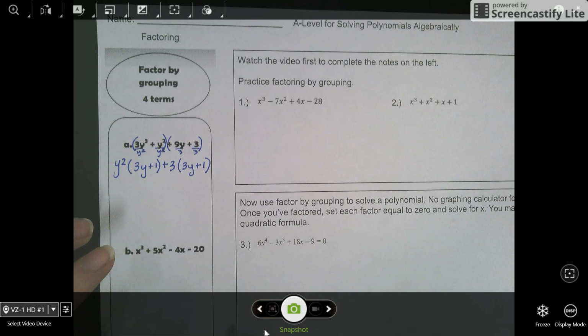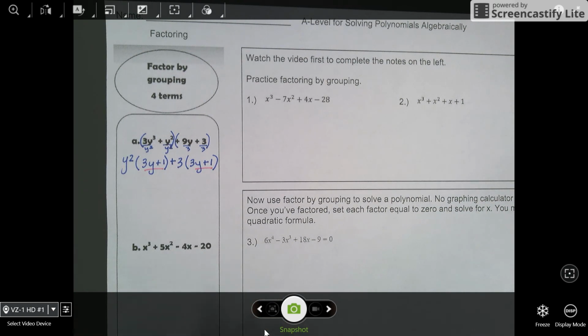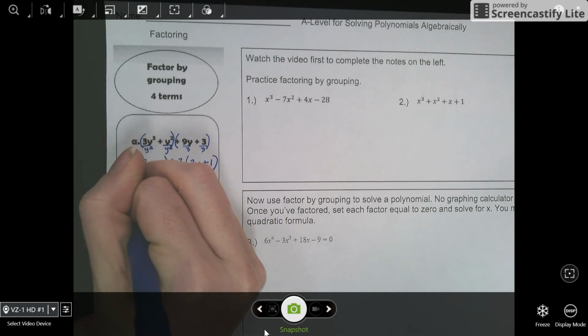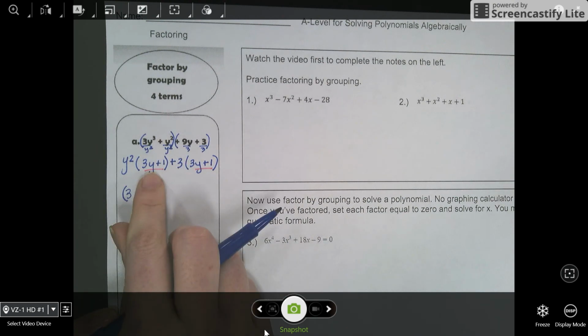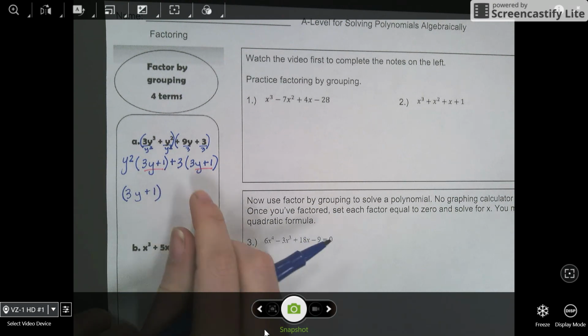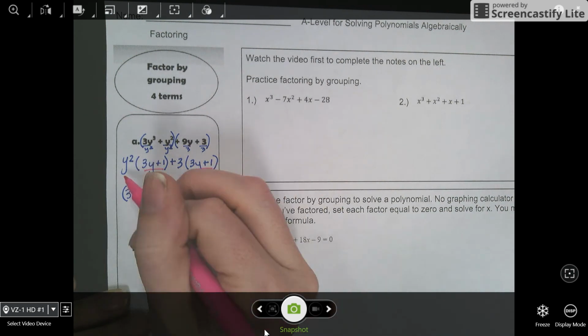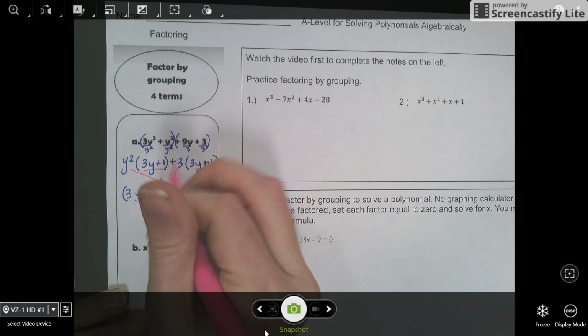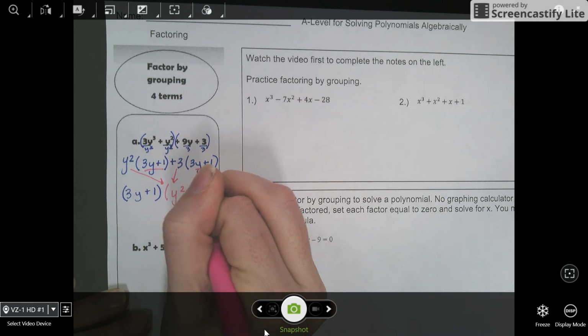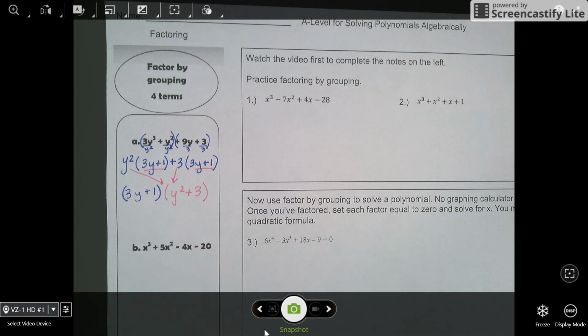So you know you did this correctly when these two match. You can't just write them and make them match. They actually have to match naturally and mathematically. All right, so from here, we can rewrite the repeated term, which is 3y plus 1. So really what I'm doing is pulling out this as a greatest common factor between these two things. And then my leftover, y squared and 3, I'm going to write right next to it. So I've just factored that polynomial.